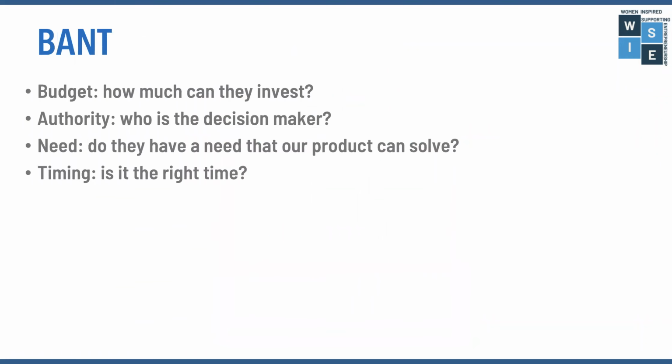We also want to check what the BANT acronym is. Budget: how much can they invest? Authority: who is the decision maker? Need: do they have a need that our product can solve? Timing: is it the right time? So a student who downloaded an ebook and also watched a webinar would sound like a good fit, but he has no budget or authority.